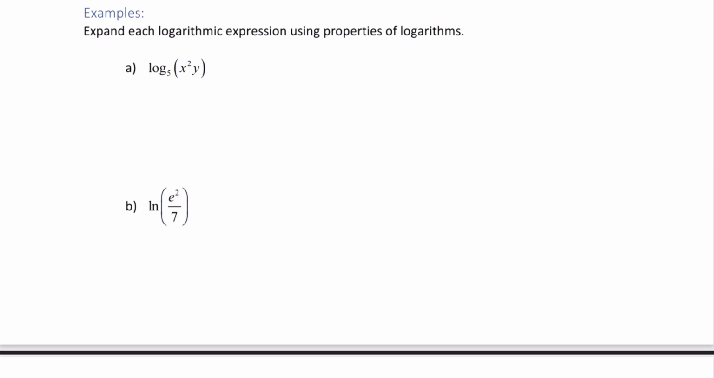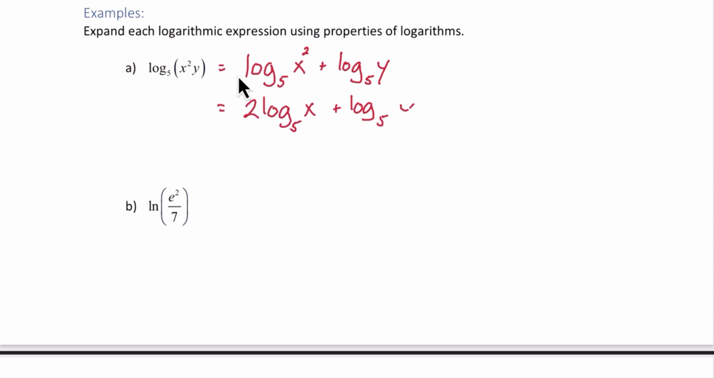In this case, we're going to expand this logarithmic expression. Up first, recognize that we have a product inside the argument. So using the properties from earlier, we can expand that product into a sum of logs. And now using the new property, we have this exponential expression. We can pull that exponent down in front of the log. That will give us 2 log base 5 of x plus log base 5 of y.